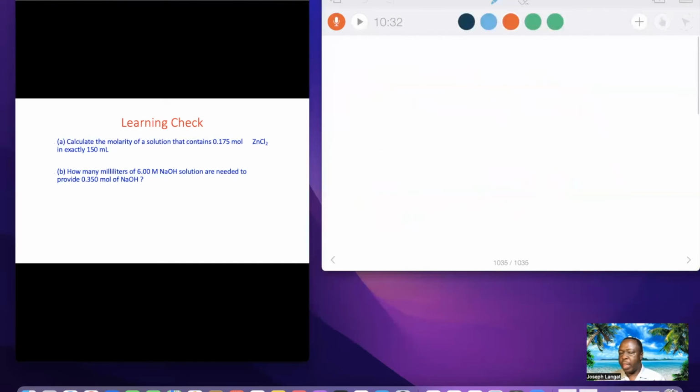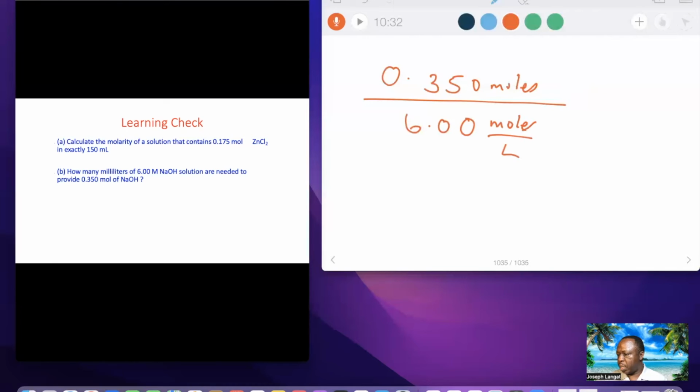So plugging in there, number of moles is 0.350 moles over molarity, which is 6.00, with 3 significant figures. Why 6.00? Why not 6.0? And this is moles per liter. This will give us the volume in liters.